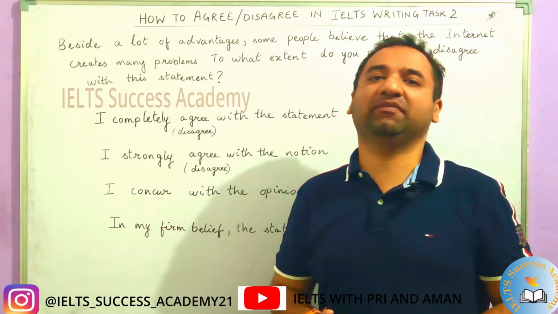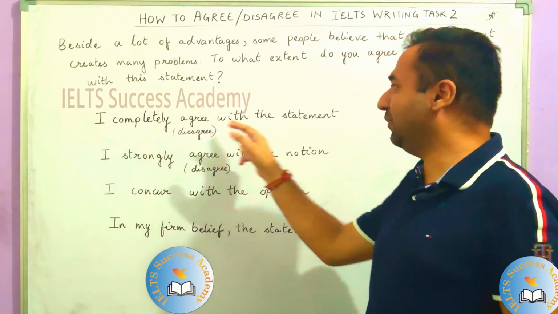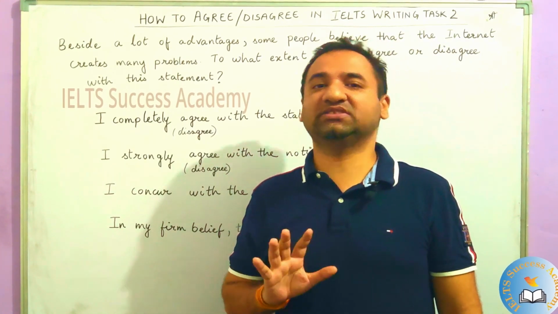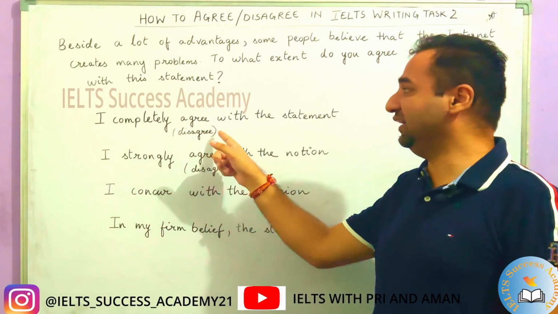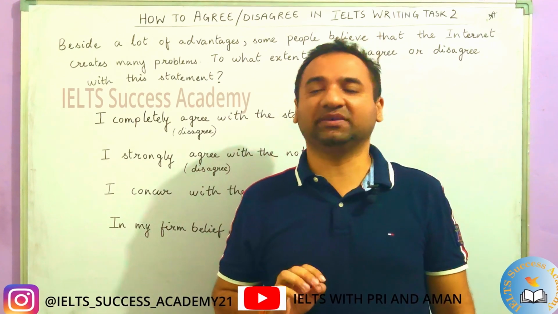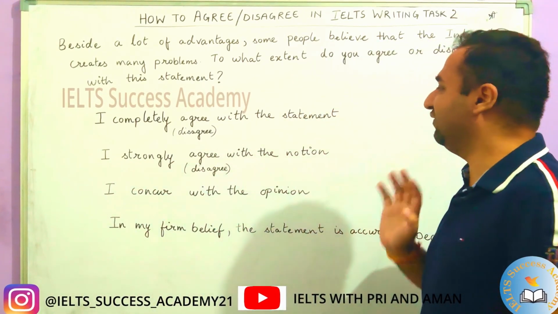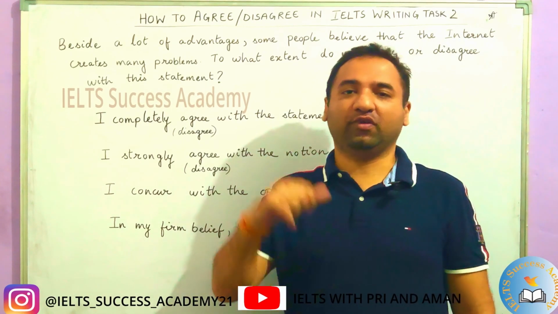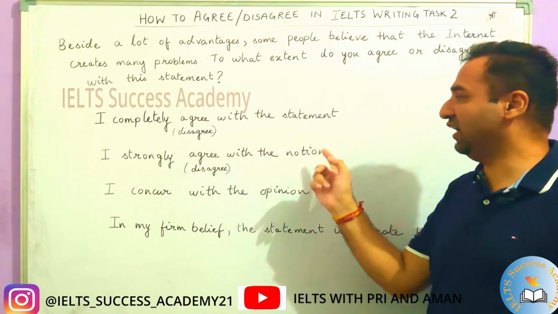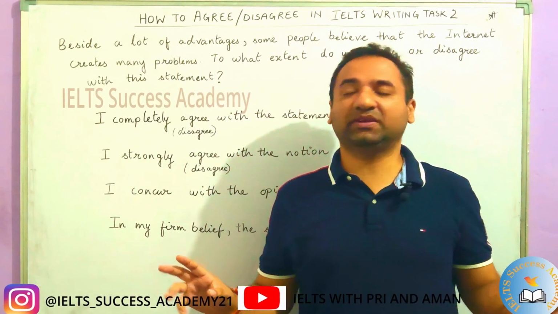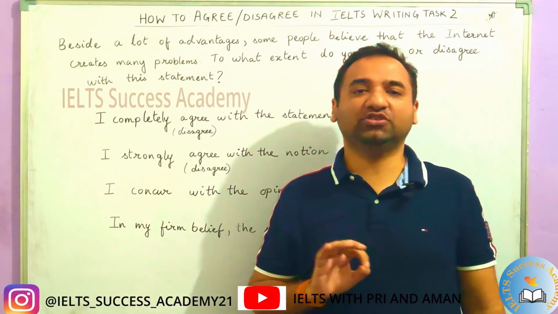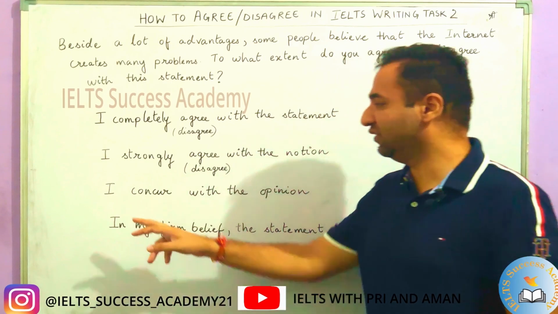So let's look at the first statement we can write. I completely agree with the statement. You can completely agree with the statement. I completely disagree with the statement. If you do not like the statement, you can disagree with the statement. I strongly agree with the notion. If you agree with the statement, you can write it as I strongly agree with the notion. If you do not like the statement, you can say I disagree with the notion. Okay, I strongly disagree with the notion.